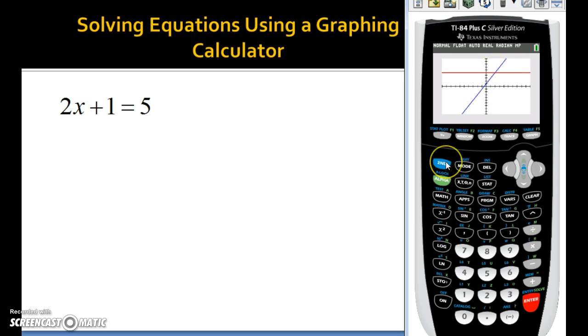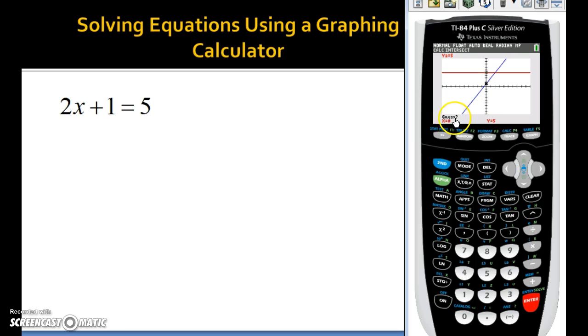And if we want to know where they are equal, we just want to know where they intersect. And so to find that, again, we're going to do second, trace, and we've been in this menu earlier in the year, but again, we are going all the way down to number 5, and that is intersect. And now when we read our calculator screen, the bottom of our screen says first curve. We look at the top. Yes, that says y1, so you press enter. Now the question at the bottom of our screen says second curve. You look at the top, it says y2, and you push enter.